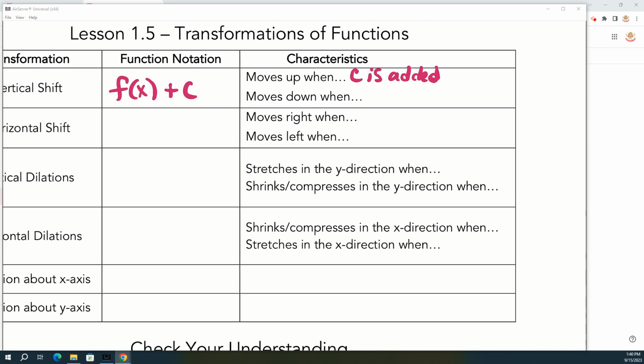So for example, it would be like y equals the square root of x, and then after the square root, a plus 1 would shift it up 1. And then you're going to shift down when C is subtracted. So that would be like y equals the square root of x, and then outside the square root, do a minus 2.